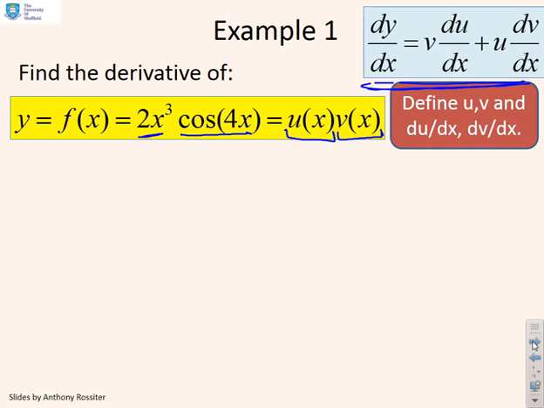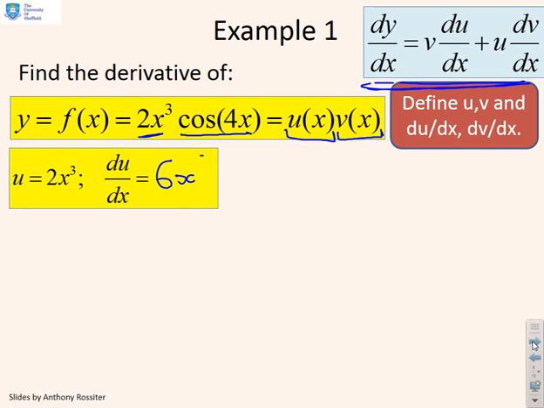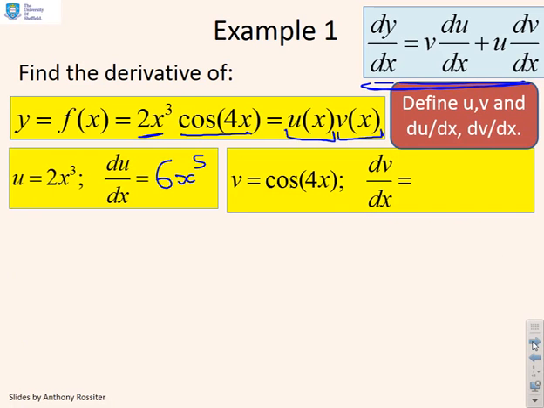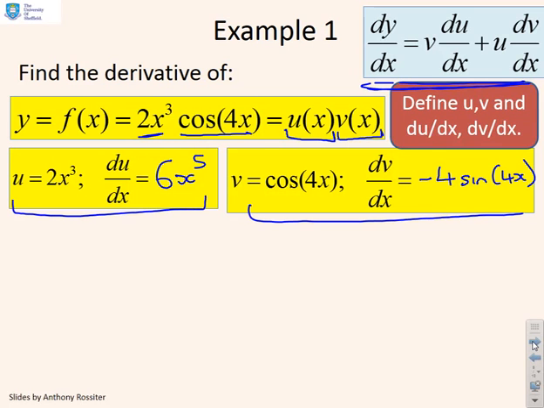Here I'm going to define u as 2x cubed, and therefore du dx, using the result in the table, which I'm not going to redo because that was in the previous resource, is going to be 6x to the 5. I'm going to define v as cos 4x, and again, using the result in the table, the derivative of this is minus 4 sine 4x. You'll see that I've got these four values nice and neatly defined. I just need to plug them into this formula here.